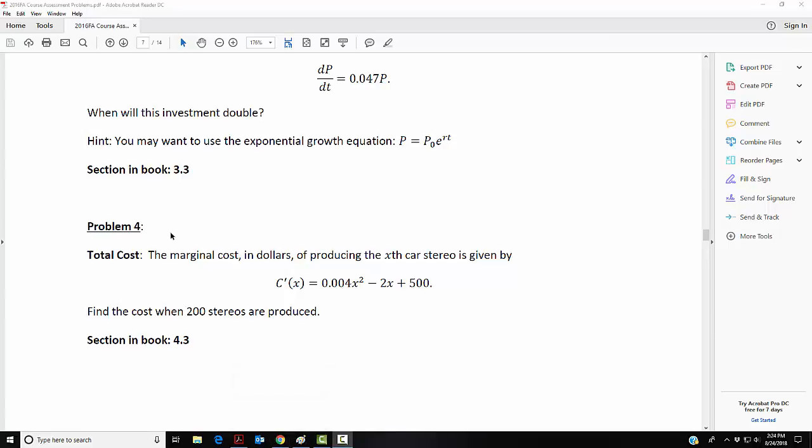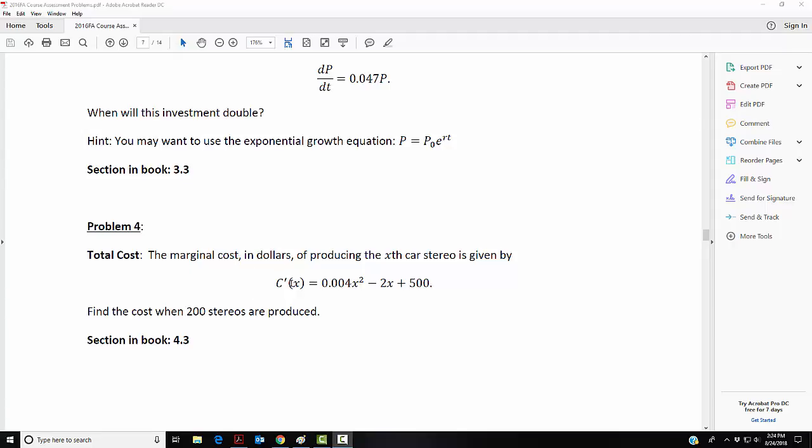So problem 4 is dealing with total cost. It says the marginal cost in dollars of producing x car stereos is given by this equation. Find the cost when 200 stereos are produced. One thing I want to remind you of is marginal cost is the first derivative of cost.